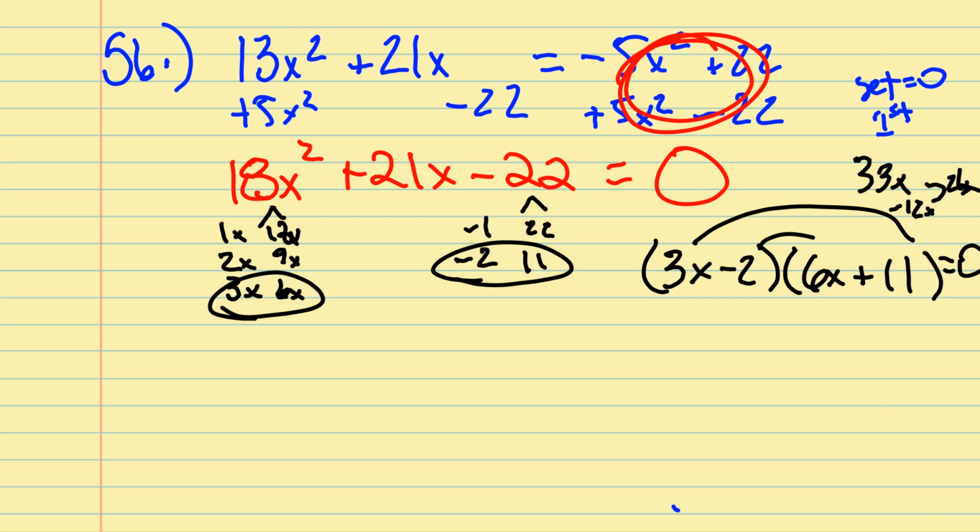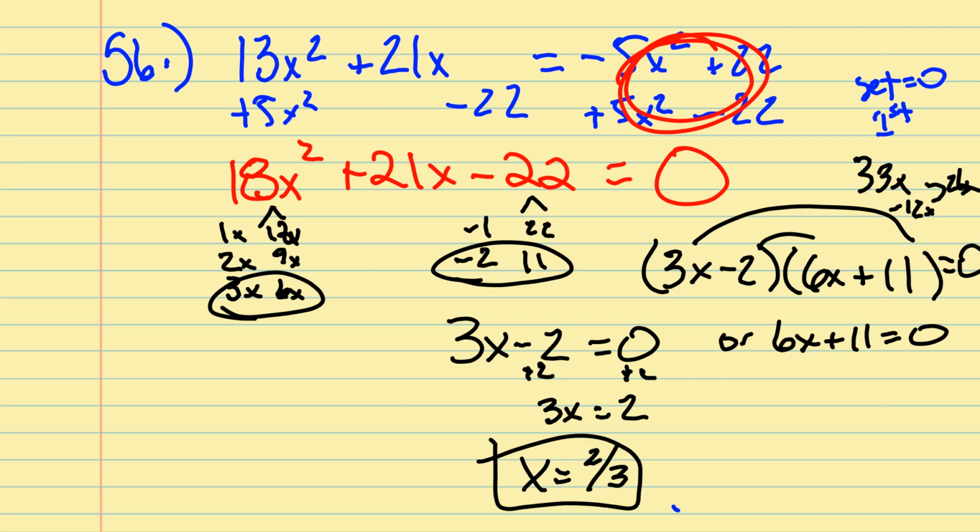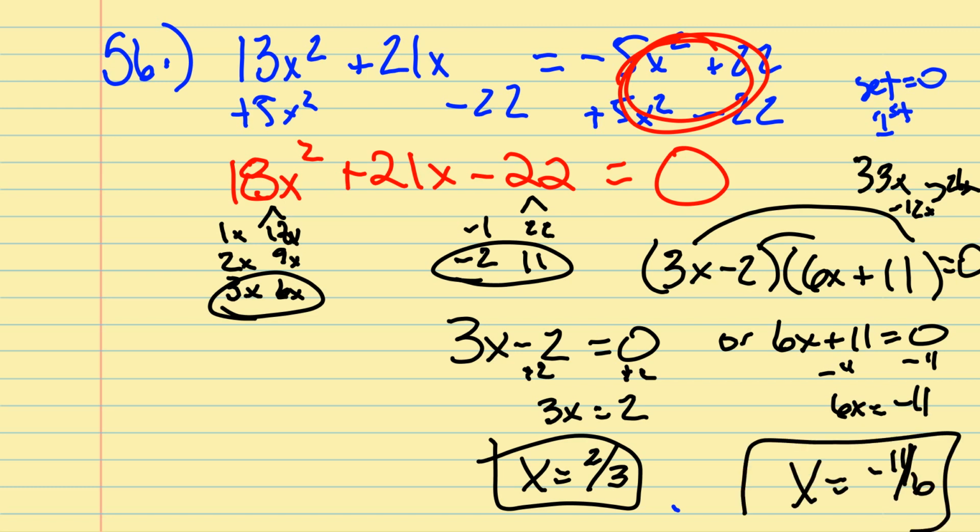Remember, it's equal to 0. So now because of that, I'm allowed to say 3x minus 2 equals 0, or 6x plus 11 equals 0. I add 2 and divide by 3. So I get x equals 2/3. I minus 11. I get 6x equals -11. I divide by 6, so x equals -11/6. And that's my answer for 56.